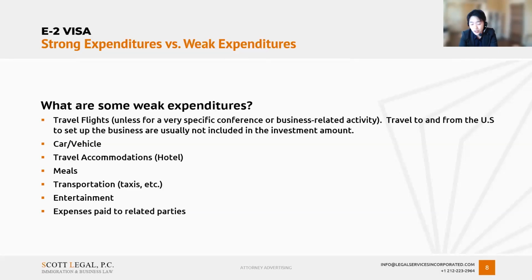traveling costs, flights, for example. Even if you are flying into the US to explore business opportunities or meet with potential business partners, you typically wouldn't include those types of traveling expenditures as part of your investment. Similarly, purchasing a car or vehicle can work in particular types of cases, but if you're only purchasing the car to help you move to and from your house to your office, that kind of expenditure wouldn't really qualify as a verifiable E2 expense.